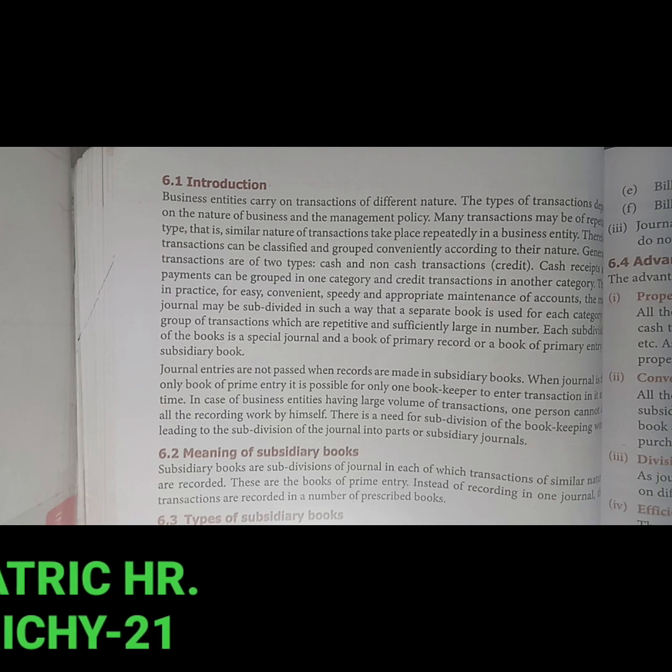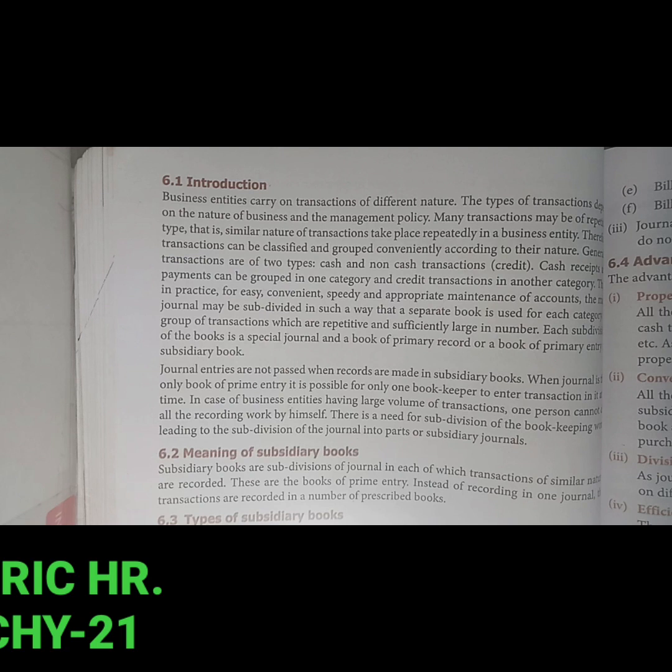When the journal is the only book of prime entry, it is possible for only one bookkeeper to enter a transaction in it at a time. In a case where business entities have a large volume of transactions, one person cannot do all the recording work by himself. So there is a need for subdivision of bookkeeping work, leading to the subdivision of the journal into parts called subsidiary journals.